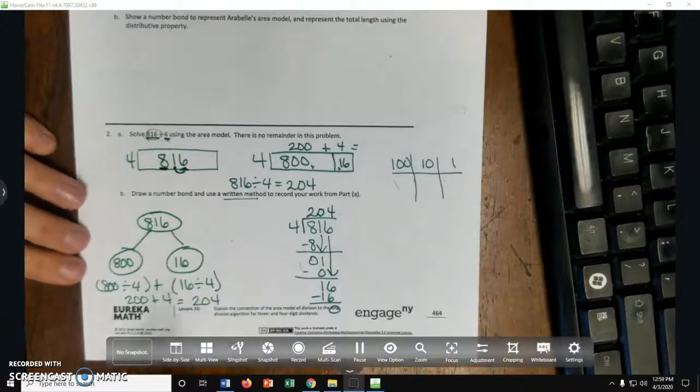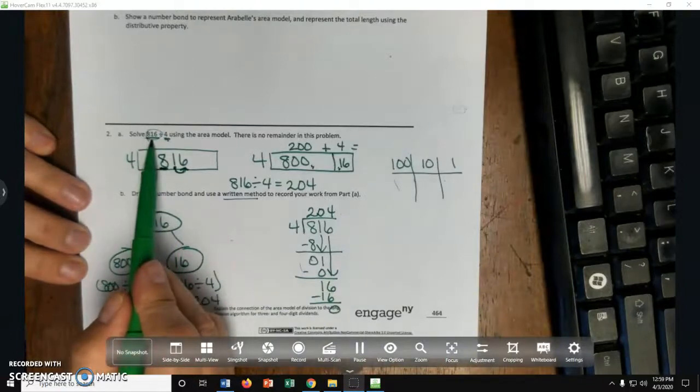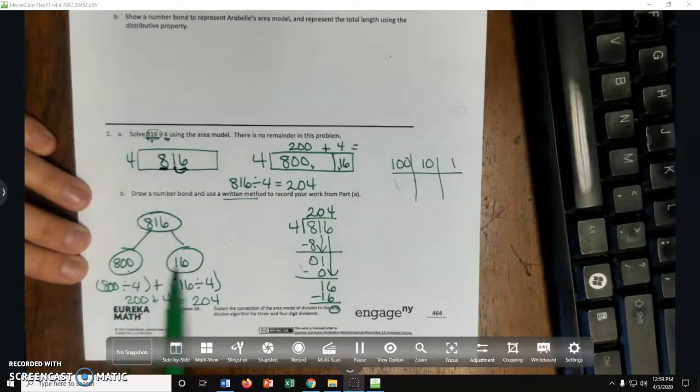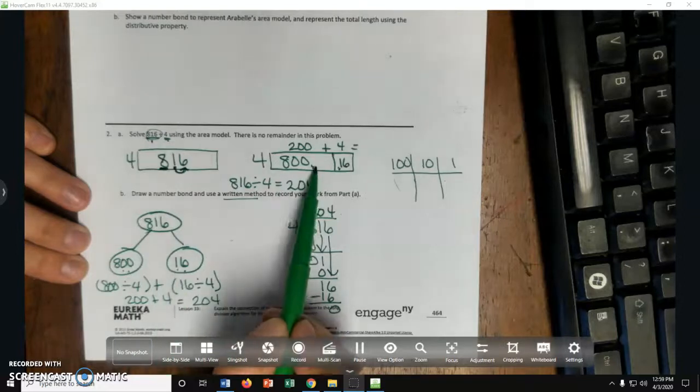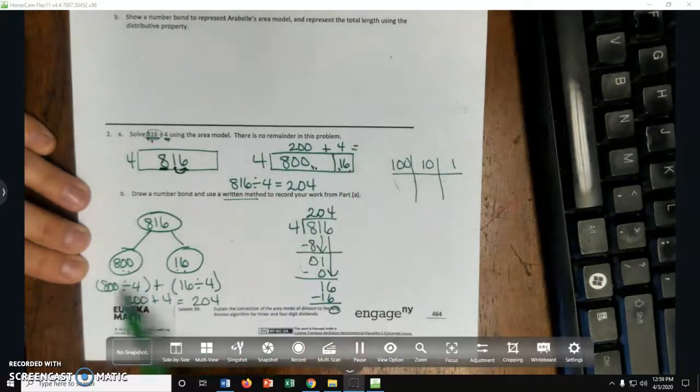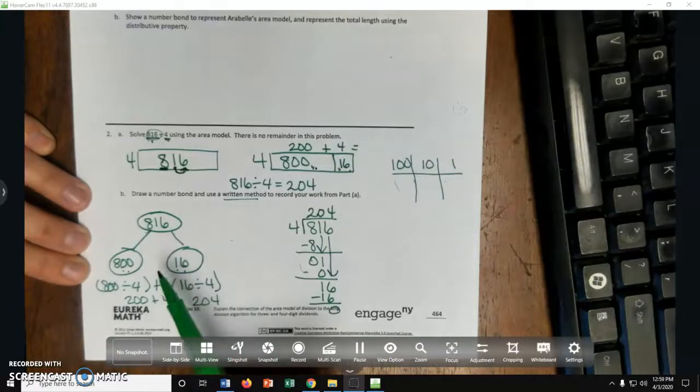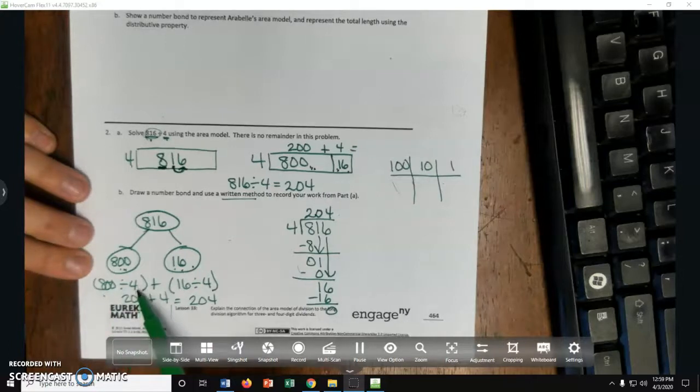Using my number bond, I started with 816. In this case, I'm decomposing it into two parts. These are matching, right? We're just writing it a different way. So we decomposed 816. What did we do? We said 800 divided by 4 plus 16 divided by 4. 200 plus 4 equals 204.